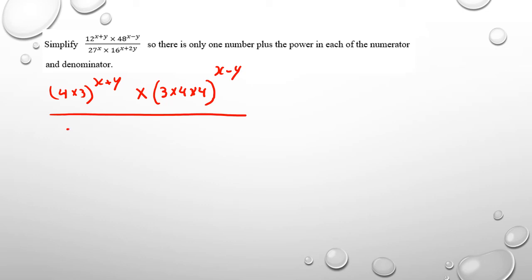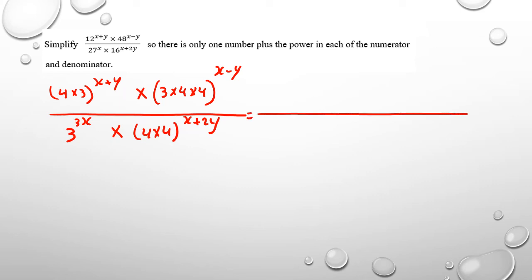And the 27 can be written as 3 to the power of 3, which gives me 3x, because power to power you multiply. The 16 comes from 4 times 4 all to the power of x plus 2y. Now I'm going to open up. It's quite long. So I've got 4 to the power of x plus y multiplied by 3 to the power of x plus y. I'm just expanding.